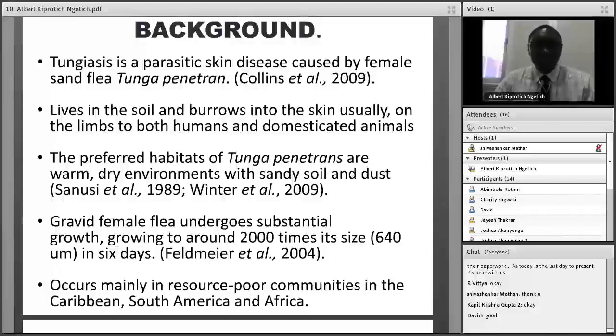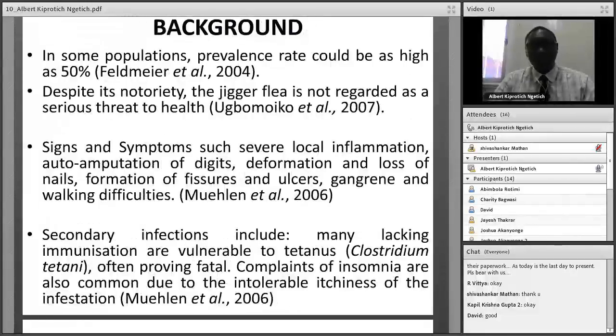And when it buries itself into the body, you will find that the person will have local inflammation, autoamputation of the limbs, deformation and loss of the nails, formation of fissures and ulcers, etc. Secondary infections could include tetanus, which is caused by Clostridium tetani, which often can be fatal. There are also cases of insomnia which have been reported.